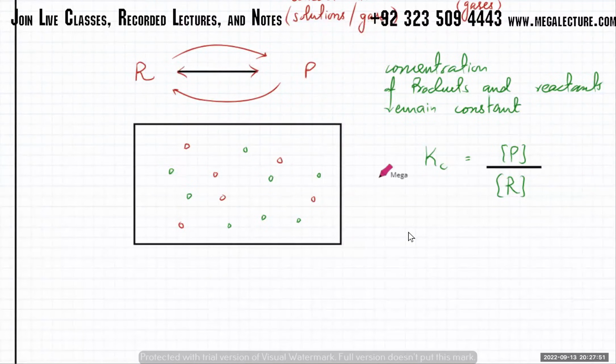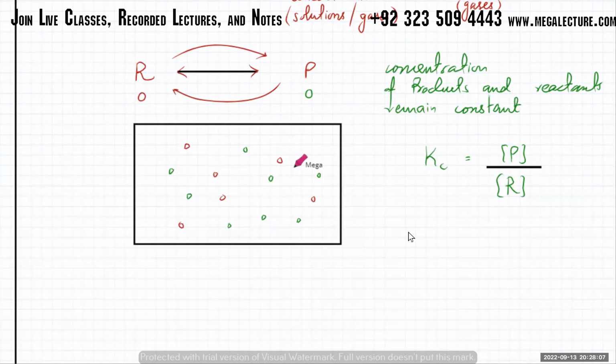So that means... I haven't told you which one is green, so which one is it? The green one is, let's say, the products, and the red one is, let's say, my reactant particle, right? Whatever they are.